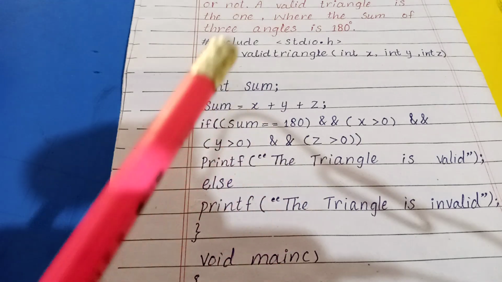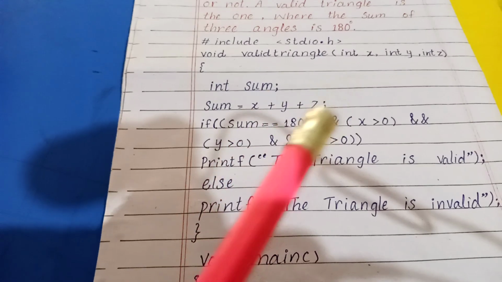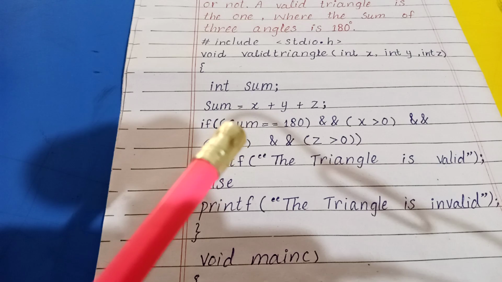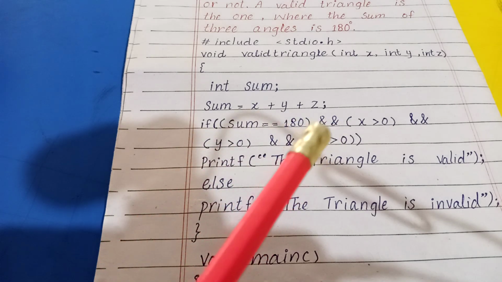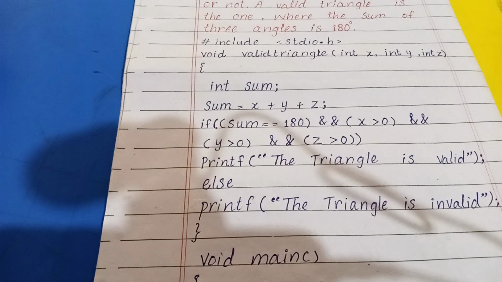Within the curly braces we are writing our data type, which is int, and the variable name we are using is sum. We apply the condition here: sum = x + y + z; semicolon. It means if we add the numbers x, y and z, the sum should be equal to that number, like we have a sum of 180.